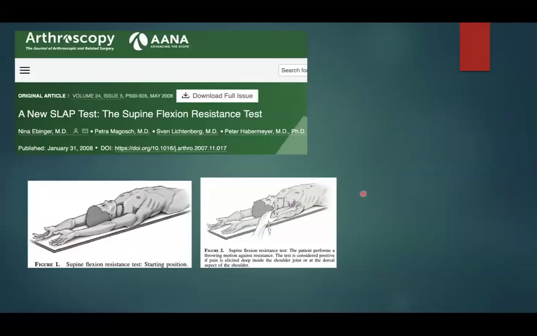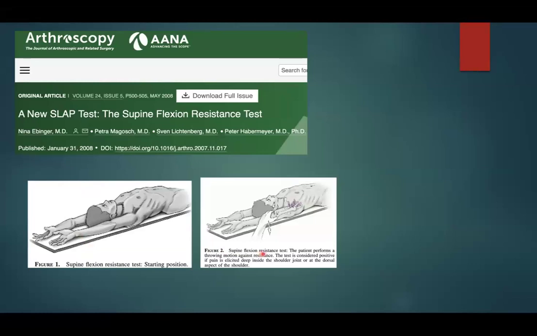In 2008, a new test was described, the supine flexion resistance test. It is performed with the patient in the supine position. The patient is asked to rest the arm over the head in full elevation, with the forearm resting with the palm facing upwards, as you can see in figure one.